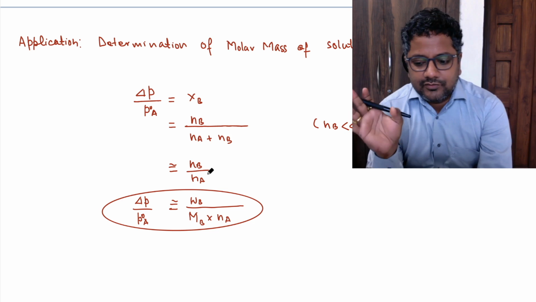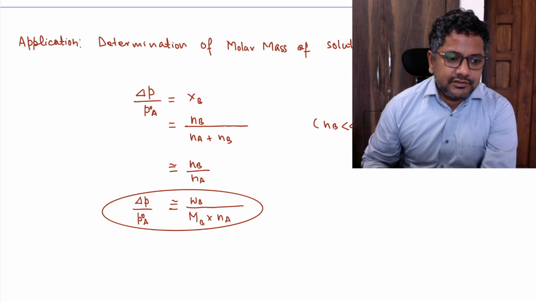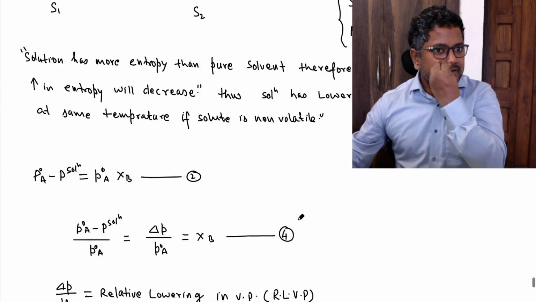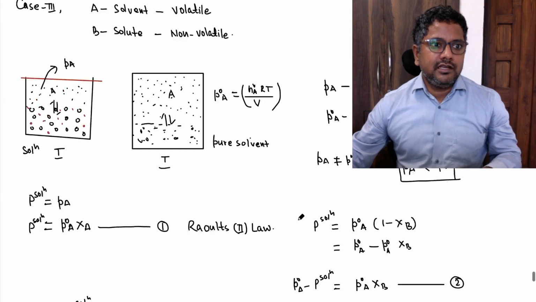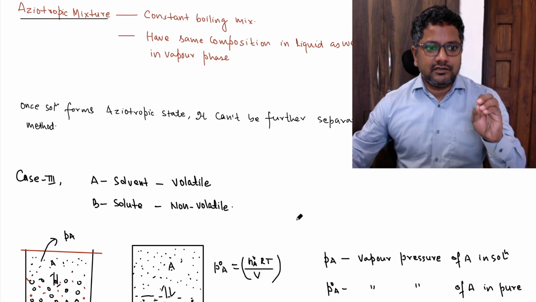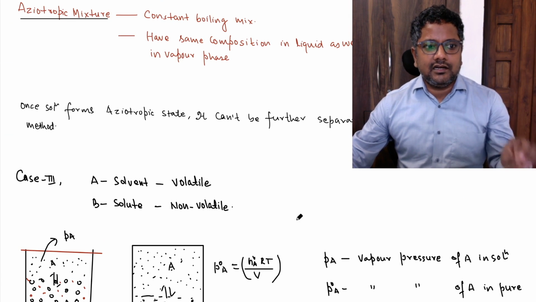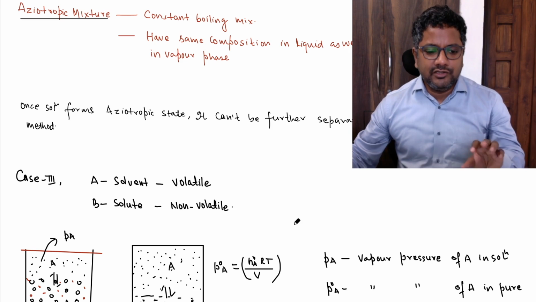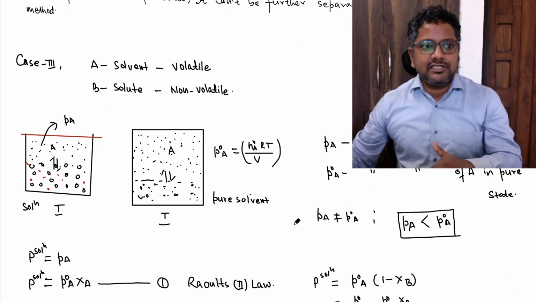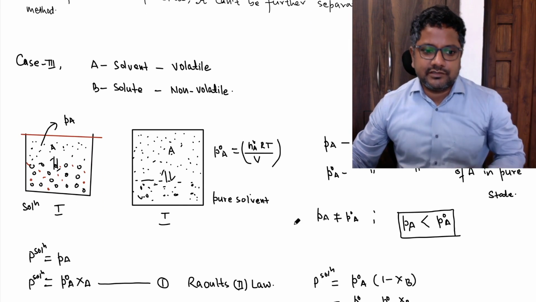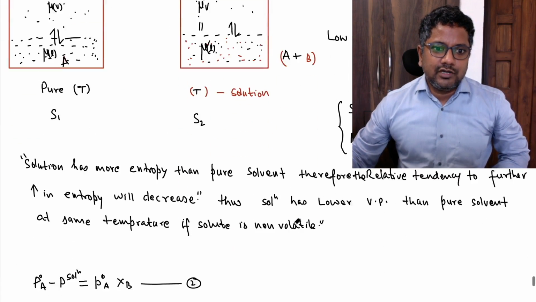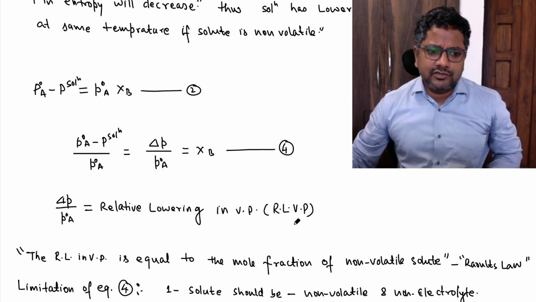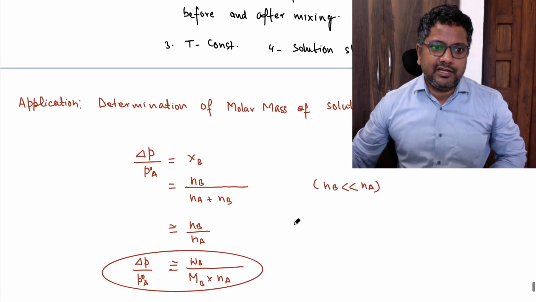So hopefully all of you are clear with this relative lowering in vapor pressure. This is case 3, when solute is non-volatile and solvent is volatile, and this is a very useful case, and the rest of the chapter is based on this concept only. So now we have started the second part of this chapter, and hopefully in the next 2-3 lectures this chapter will be complete, right?